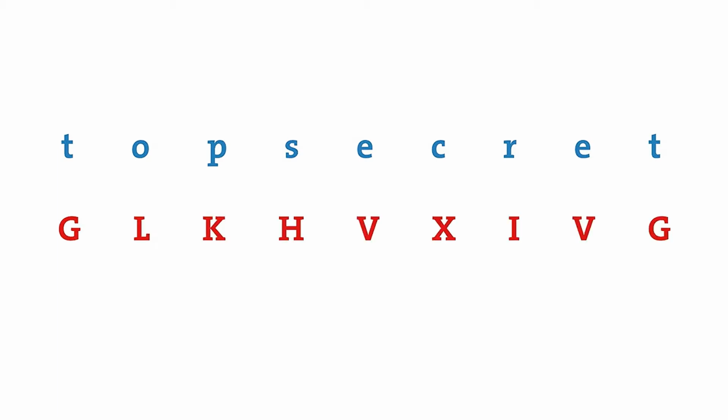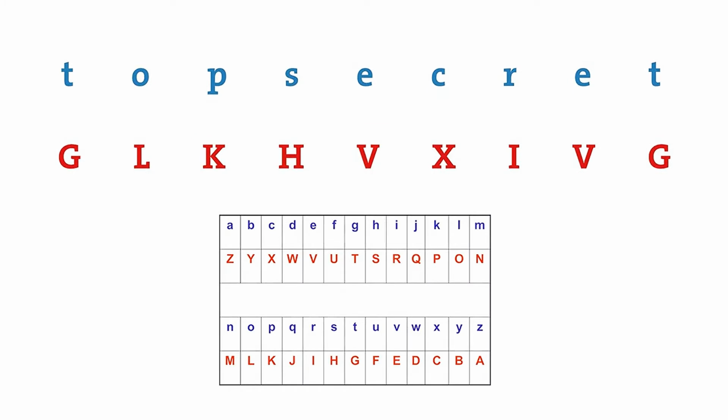Let's look at an example. So the plain text top secret would just be converted into a ciphertext GLKHVXIVG by looking at that table. And hopefully an attacker who observes GLKHVXIVG sent across a communication channel will be able to make no sense of it at all. However, the recipient, knowing we're using the Atbash cipher, can deconstruct the message from the same table and recover the plain text top secret.